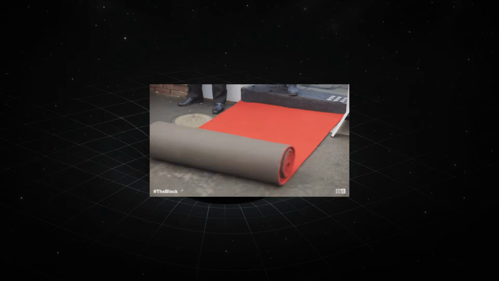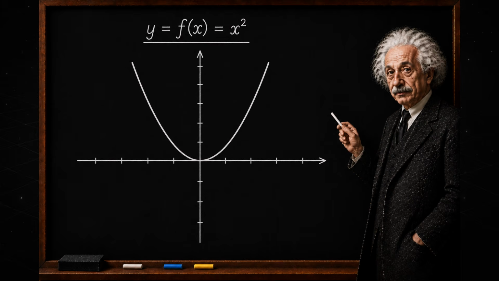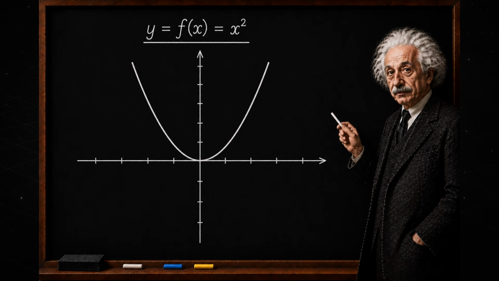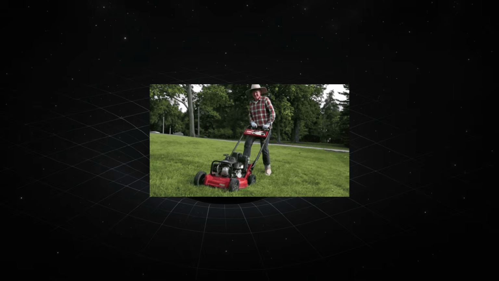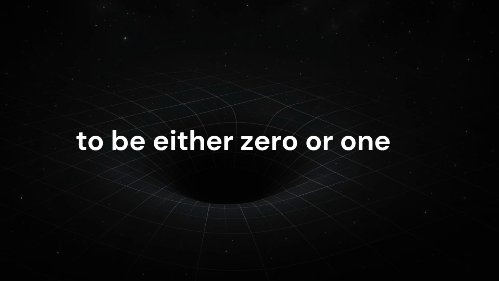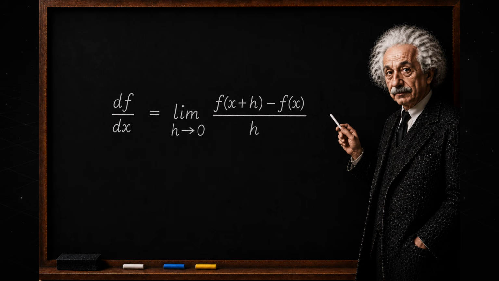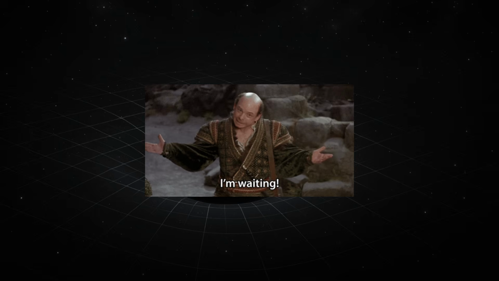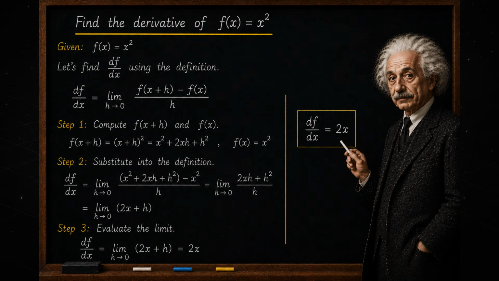Since we're on a roll now, let's look at the next function. f of x equals x squared. This graph is not a straight line, and it's not constant. Near the left, it's pretty flat. As we move further to the right, it becomes steeper and steeper. The slope keeps changing. So we don't expect our slope to be either 0 or 1. Plugging it into our definition of the derivative, the computation is a little bit more challenging, but after all the dust settles, we find that it's equal to 2x.